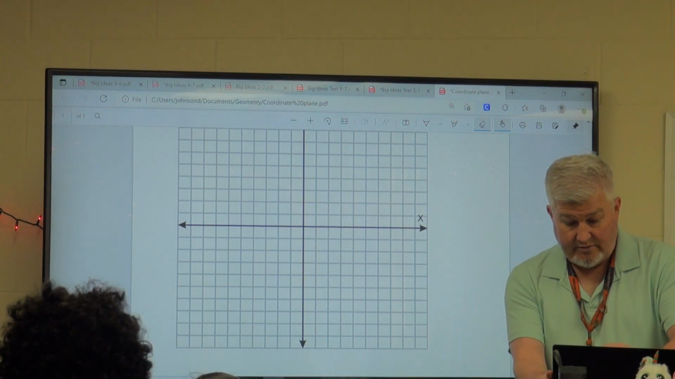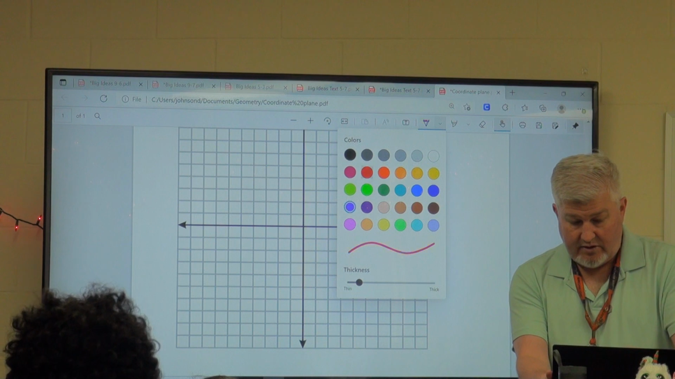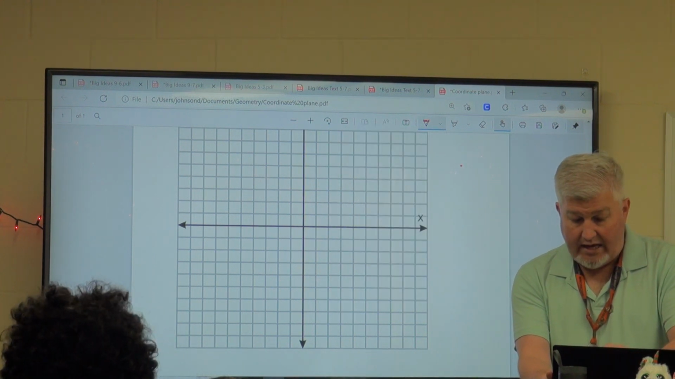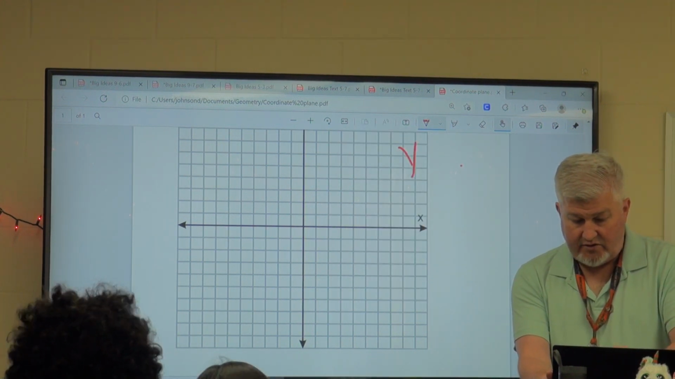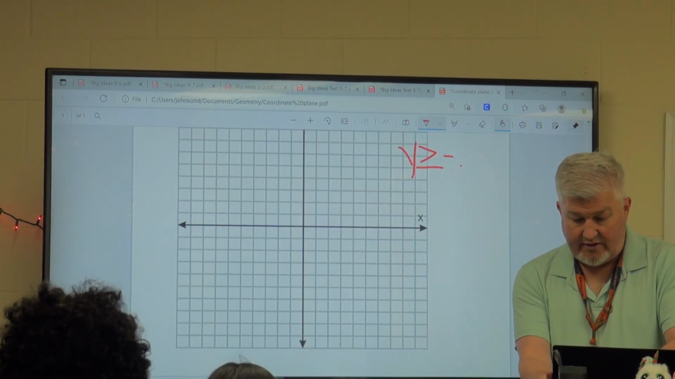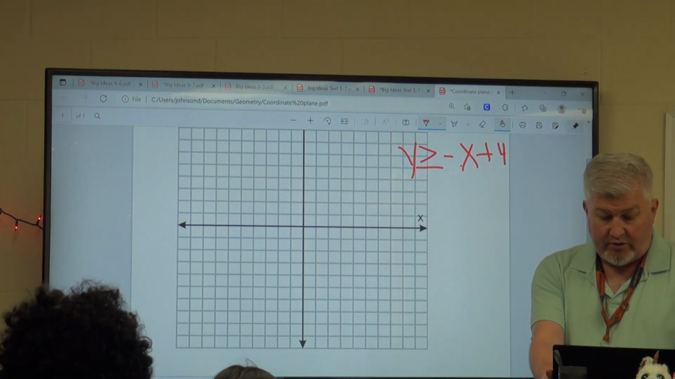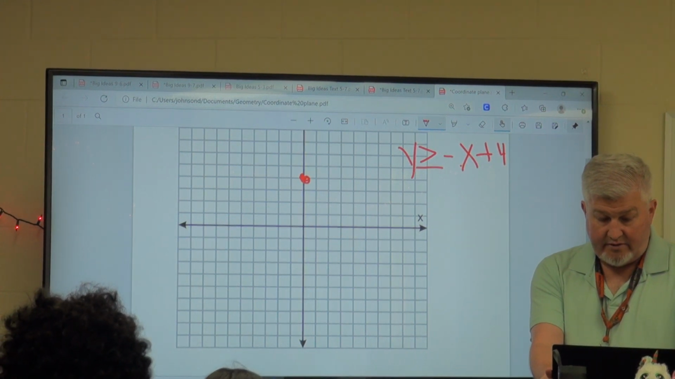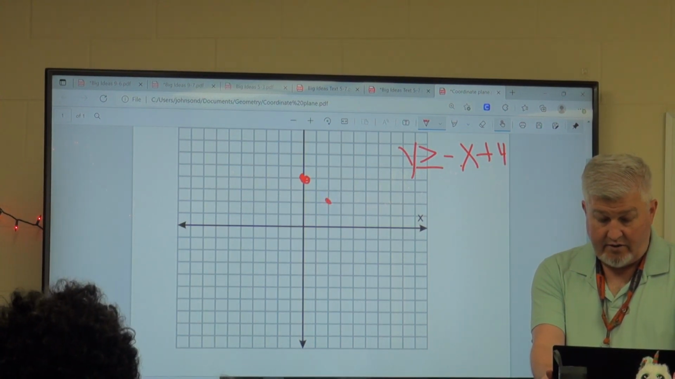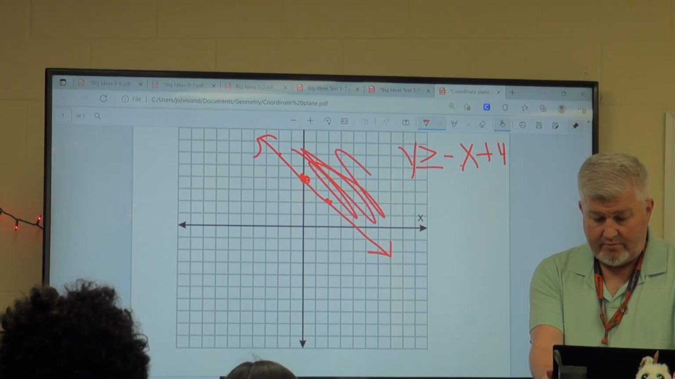Y is greater than or equal to negative x plus 4. So 4 is my y-intercept, 1, 2, 3, put a dot. Slope is negative 1. Okay, down 1 over, down here, here. And because it's greater than, it's everything here.